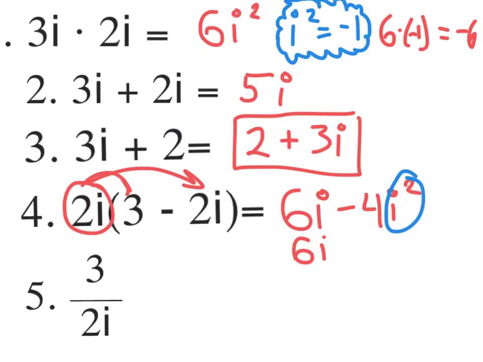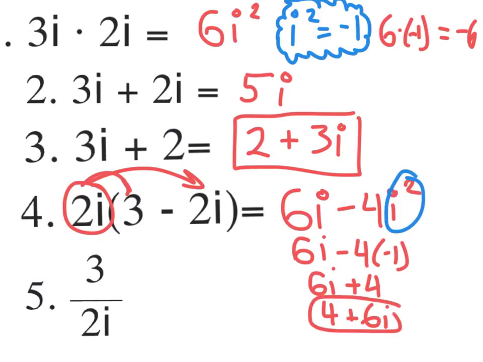So my new problem is going to be 6i minus 4 times -1, which means that you'll have 6i plus 4, which means that you want to rewrite it in the correct form of a complex number, and that would mean that you put your real part first and your imaginary part second. So there's your answer to number 4. 4 plus 6i. And let's move on to number 5.